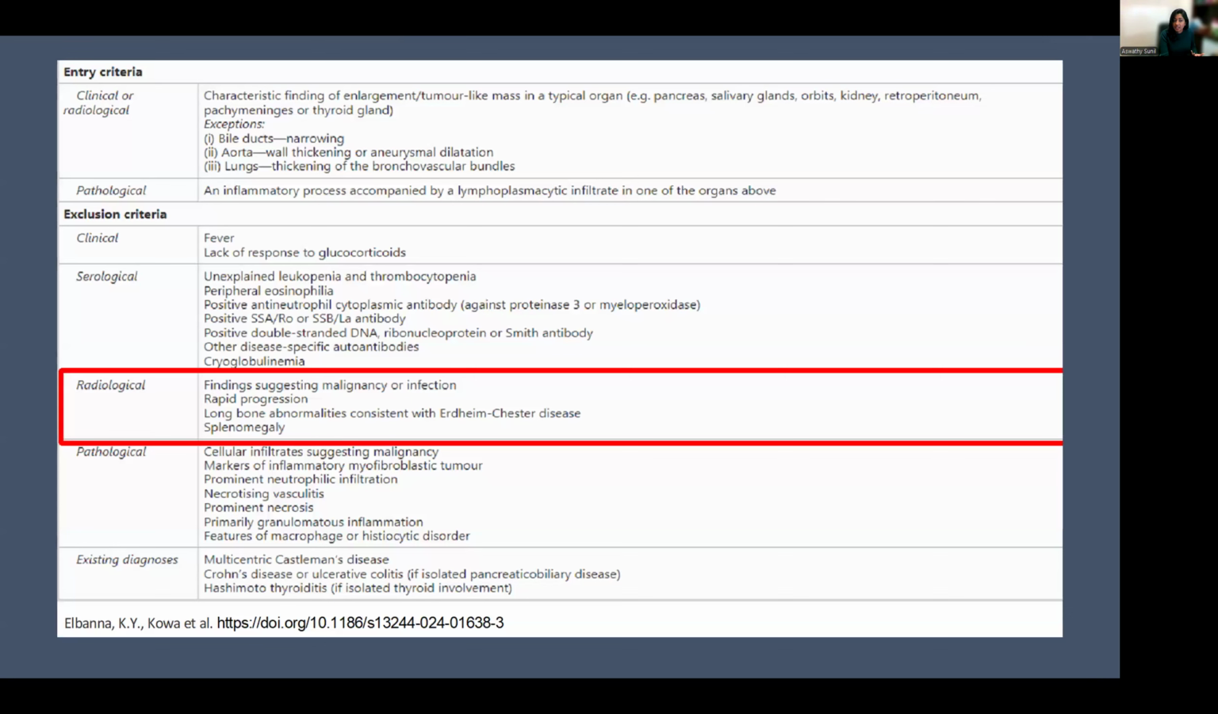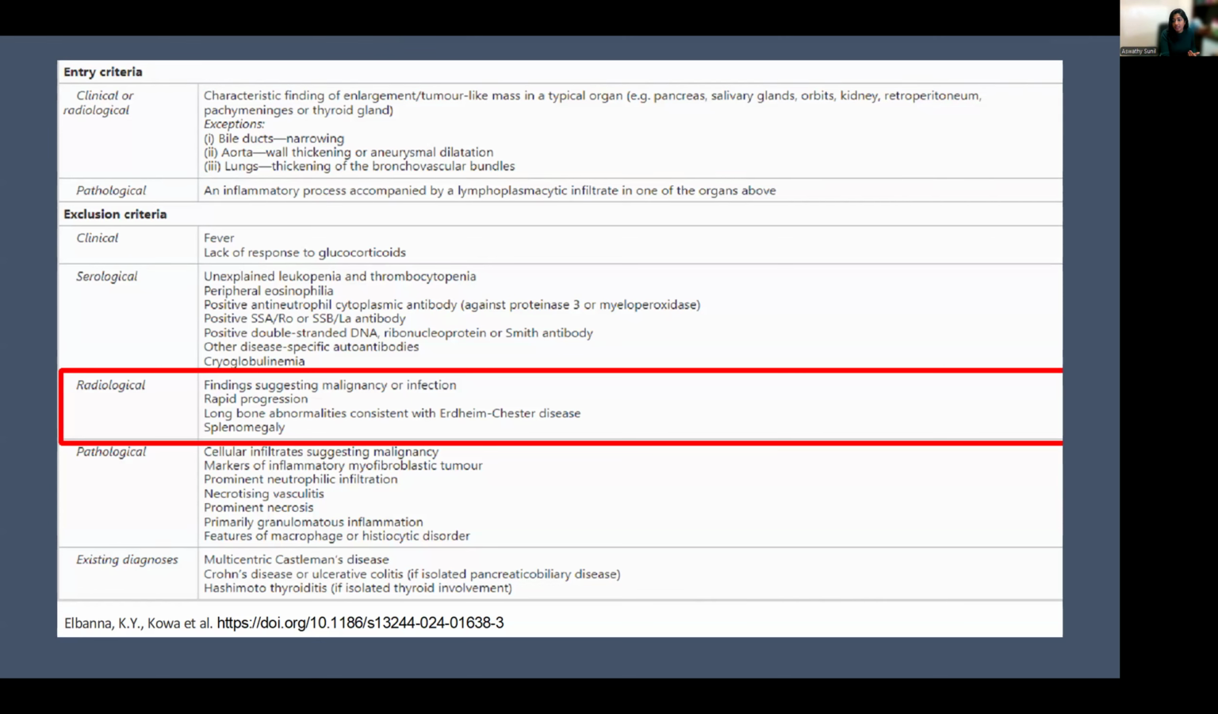So a three-step classification process was developed, which included an entry criteria, exclusion criteria, and an inclusion criteria. Firstly, it must be demonstrated that a potential IgG4-related disease case has involvement of at least one of 11 possible organs in a manner consistent with IgG4-related disease. The various organs are pancreas, salivary glands, orbits, kidneys, etc.